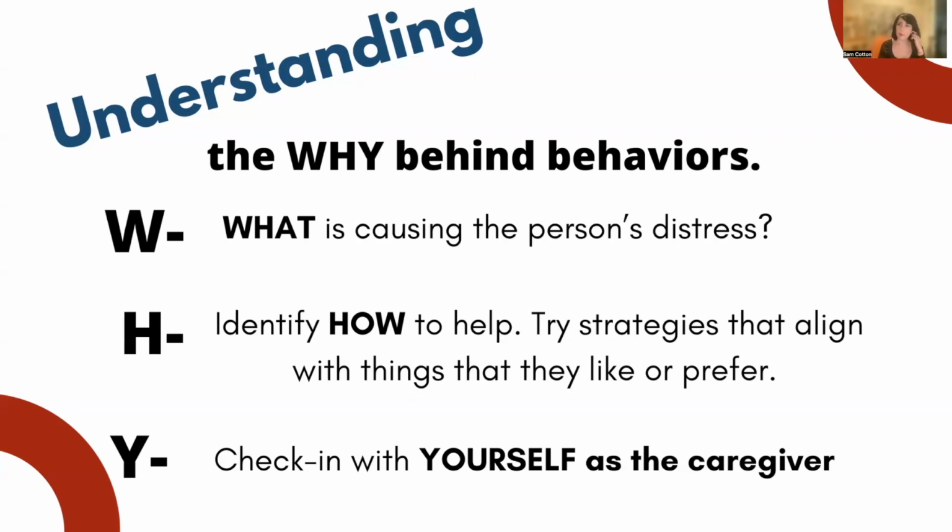And then under the why, you're going to want to check in with yourself as the caregiver. It can be so stressful and frustrating when you're working with someone who is very resistant to care and becoming agitated or aggressive. So we really want to take that step back and think about how our mood, how our emotional state is also impacting the care that we're providing. Understanding the why behind behaviors is an important and critical aspect of compassionate care.